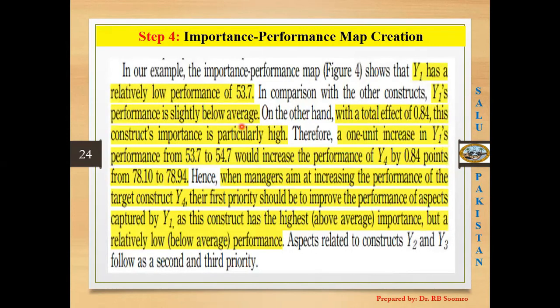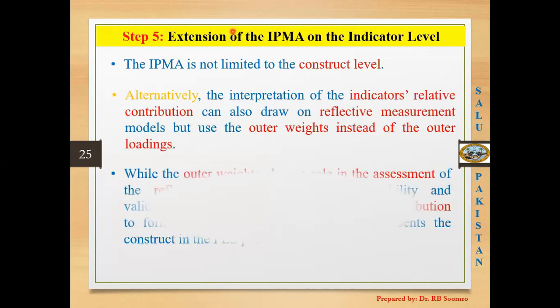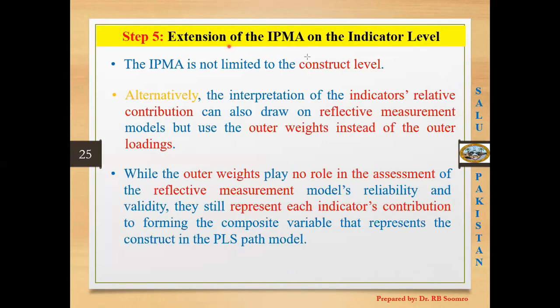Here, same as whatever I told you in the last one, the IPM is not limited to the construct level. We cannot work only at the construct level, but we can also work at the indicator level. The reflective measurement may be whatever, but in this regard we will only focus on the outer weights, not the outer loadings. Normally, in the measurement model, there is no role for the outer weights, but there is a due role for the outer loadings.